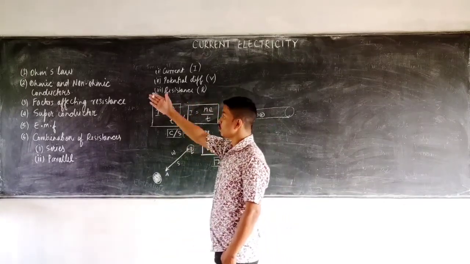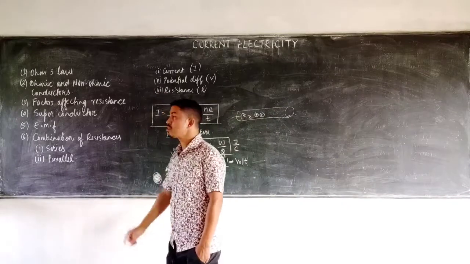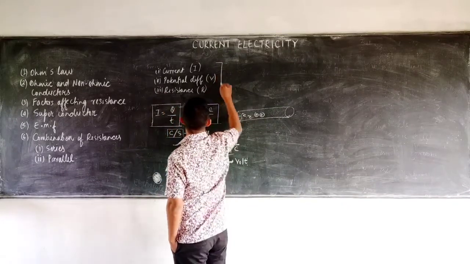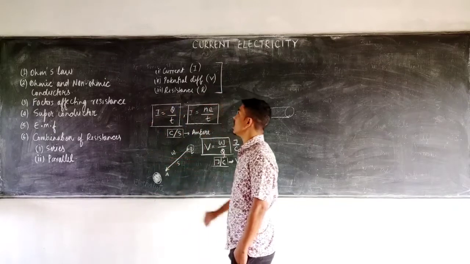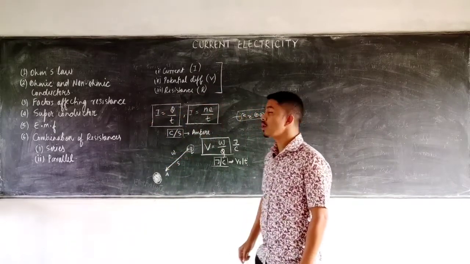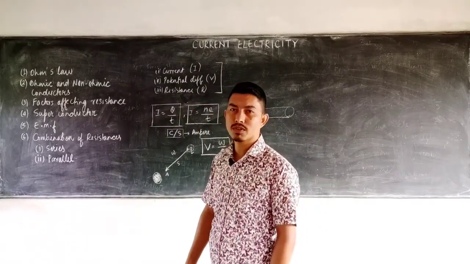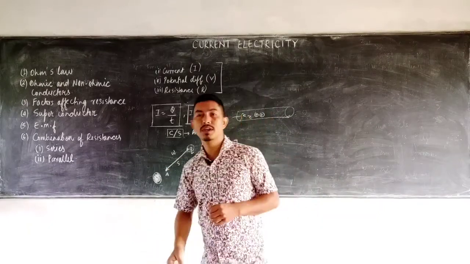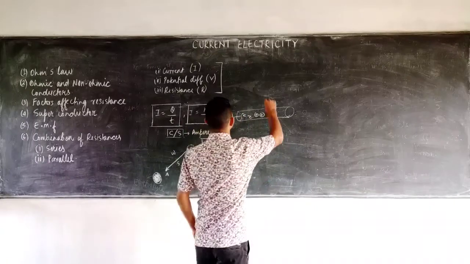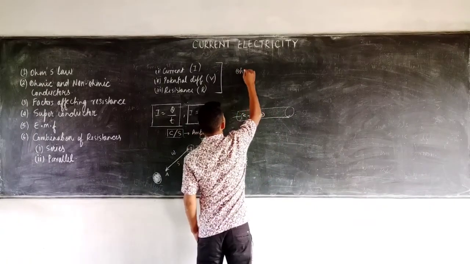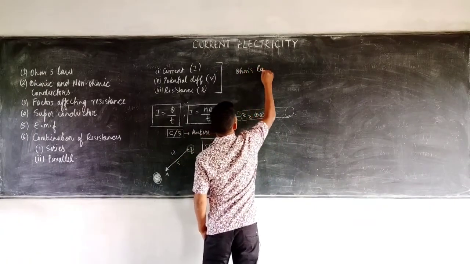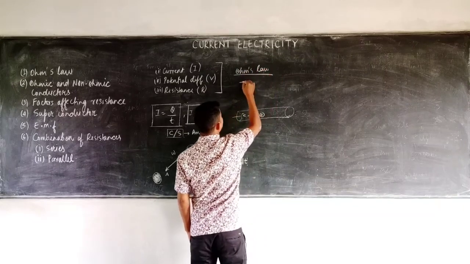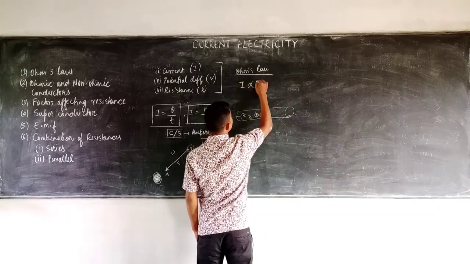Now coming to the topic of Ohm's law. What is Ohm's law? Ohm's law relates these three together. Ohm's law states that the current flowing through a conductor is directly proportional to the potential difference. The higher the potential difference, the more current will flow. So Ohm's law says that the current flowing, that is I, is directly proportional to V.